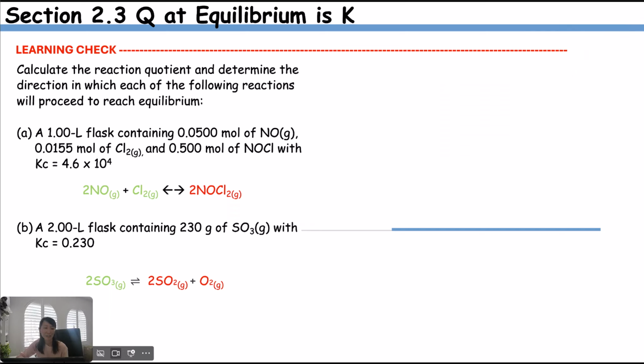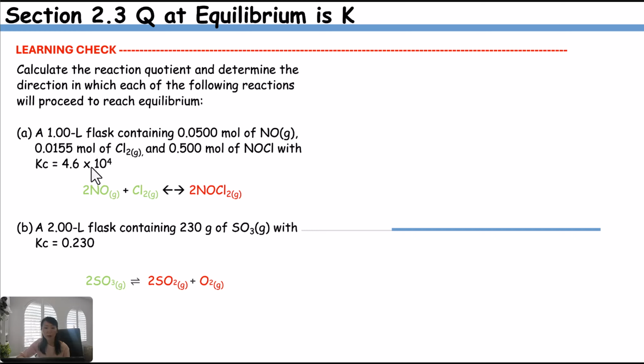Let's do the next learning check. The next learning check says, calculate the reaction quotient and determine the direction in which the following reaction proceeds to equilibrium. So here it gives you one scenario. You have a 1 liter flask containing 0.05 moles of nitric monoxide, and it also gives you the moles of chlorine, 0.0155 moles of chlorine, and 0.500 moles of NOCl. It gives you the equilibrium constant.